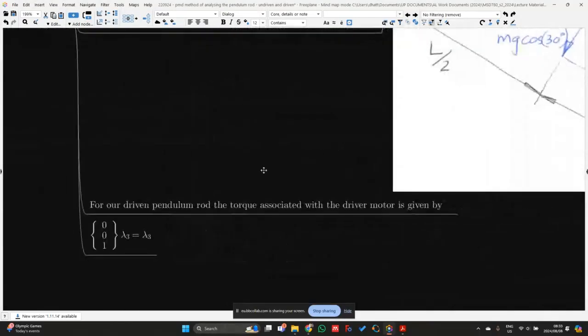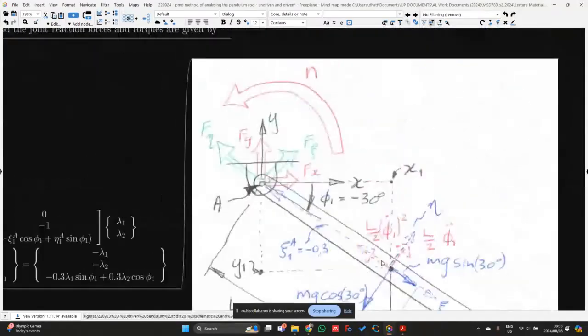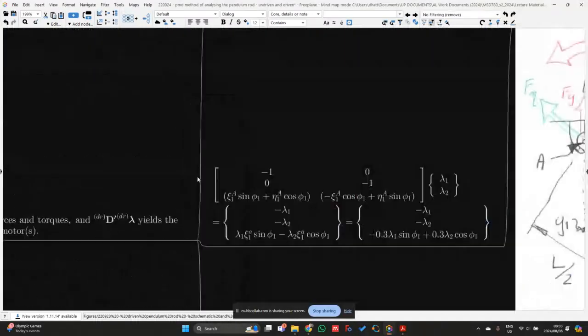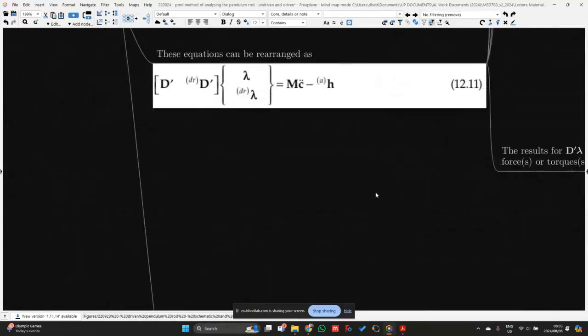Okay, so for the driven pendulum rod, the torque associated with the driver motor is then given by this 0, 0, lambda 3 that we have over here, and we can simply denote that as lambda 3. Okay, any questions on this so far? All right.